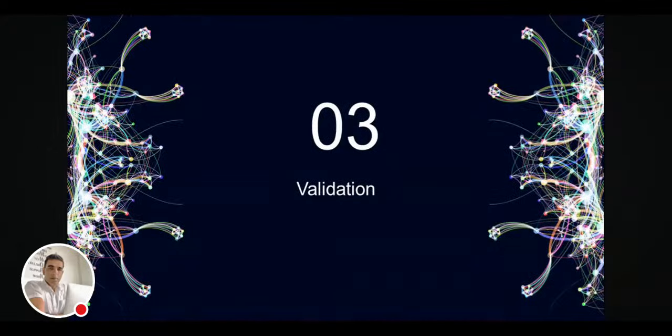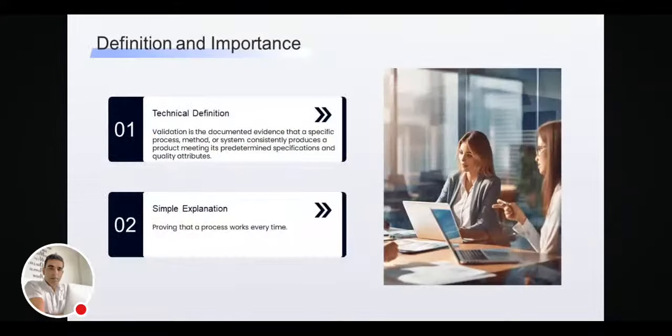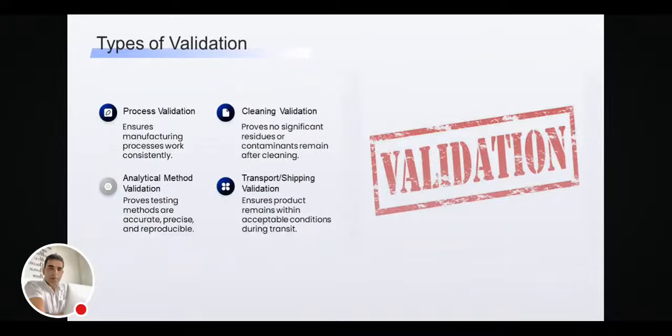Now let's move on to validation. Here's the technical definition. Validation is the documented evidence that a specific process, method, or system consistently produces a product meeting its predetermined specifications and quality attributes. Simply, we are proving that the process works every time. Here are the types of validation. Process validation.